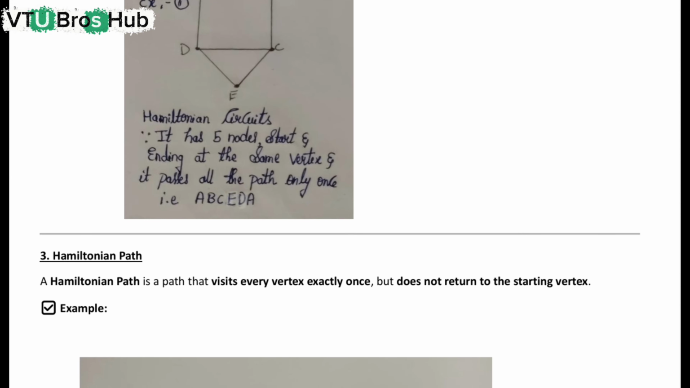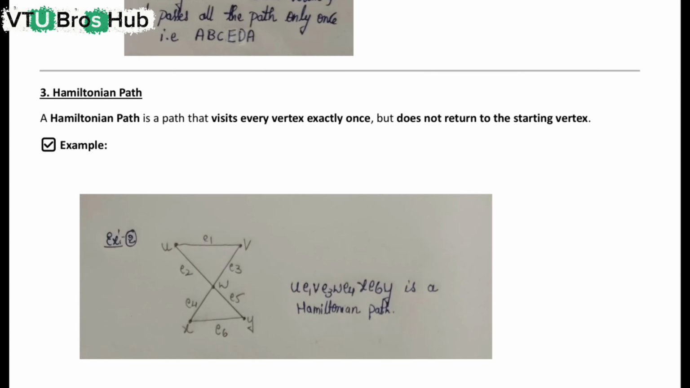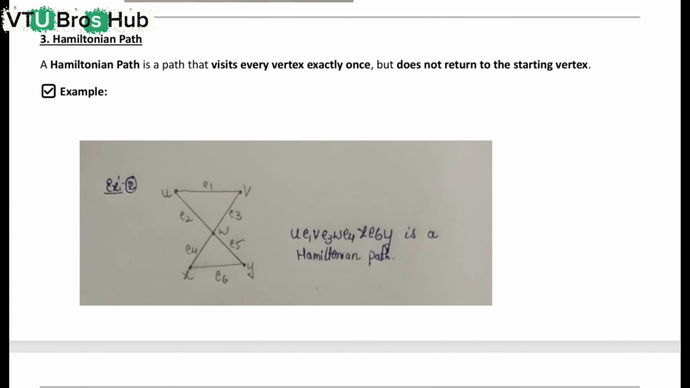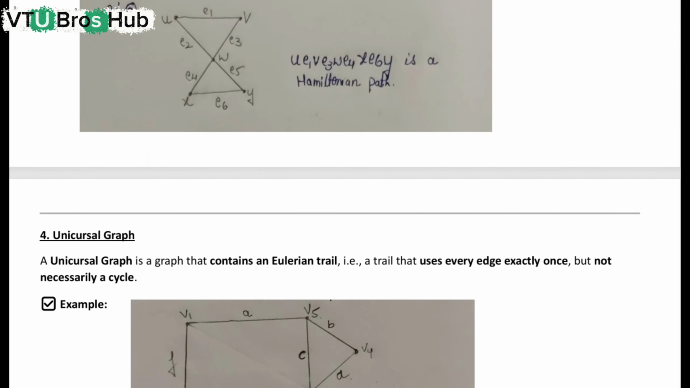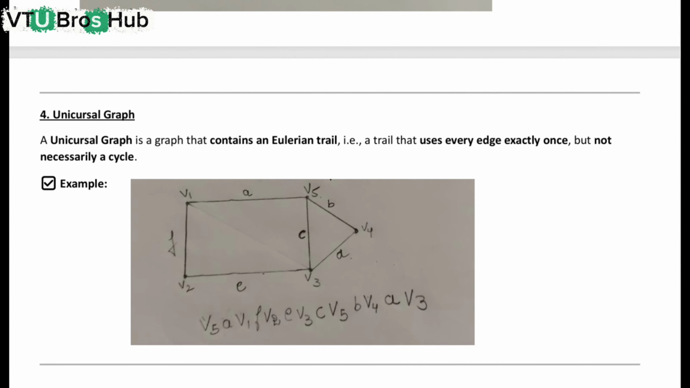6. Hamiltonian path. A Hamiltonian path is a path that visits every vertex exactly once, but does not return to the starting vertex. Example. See the Hamiltonian path example. 7. Unicursal graph. A unicursal graph is a graph that contains an Eulerian trail. That is, a trail that uses every edge exactly once, but not necessarily a cycle. Example. Diagram given in notes shows this clearly.